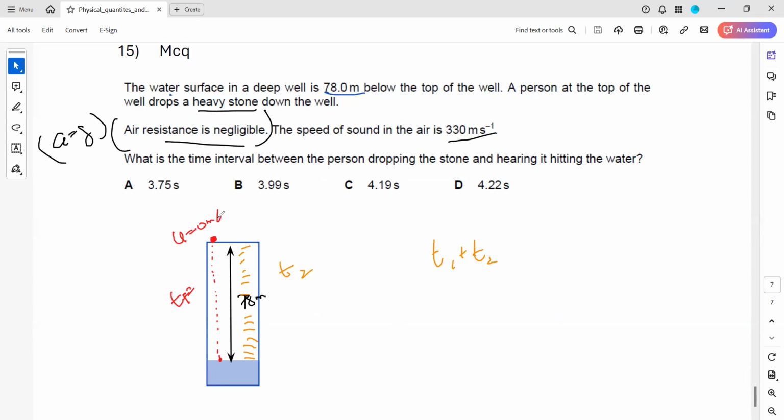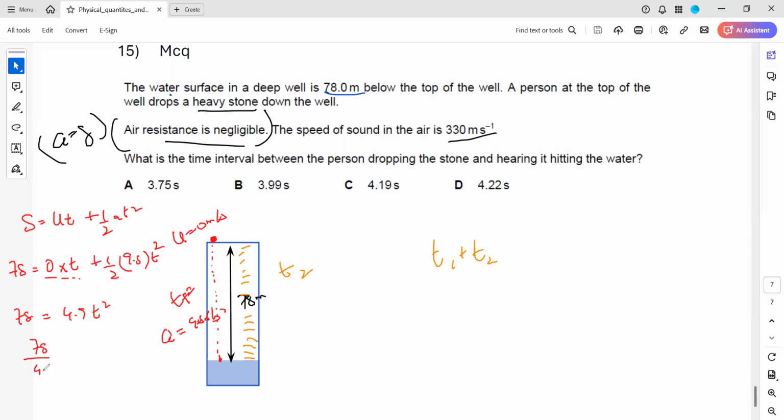So when an object is dropped, initial velocity is 0. Without air resistance, the acceleration is due to gravity, 9.8 meters per second square. And the distance is given, 78. So we'll just use the equation of motion. S equals ut plus half at square. S is a distance which is 78. Initial velocity is 0, so u t is 0, plus half, acceleration is due to gravity 9.8, and then t square. This whole first term will be 0. So 78 equals 4.9 t square. How 4.9? Because 9.8 divided by 2 makes 4.9.